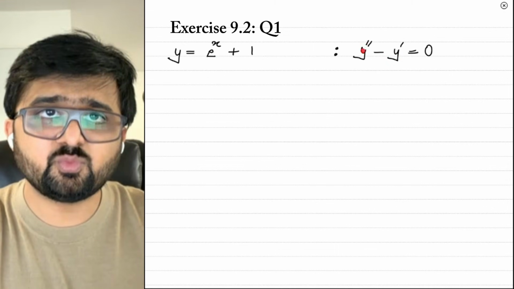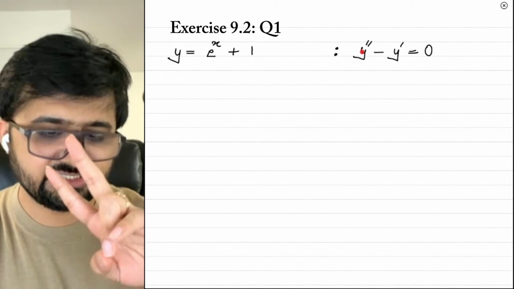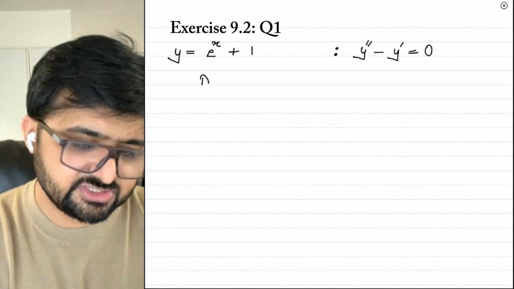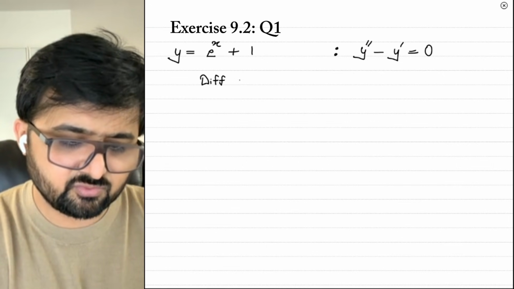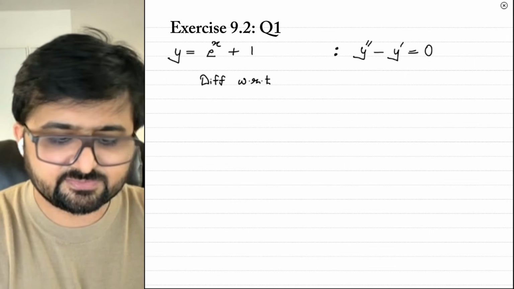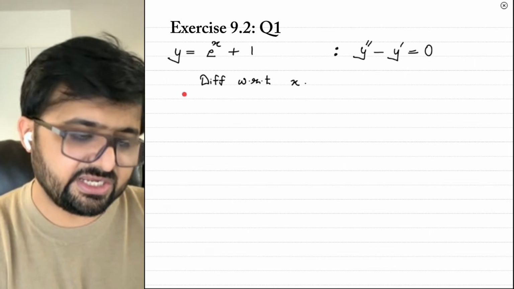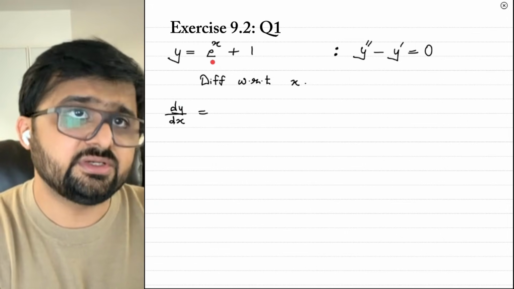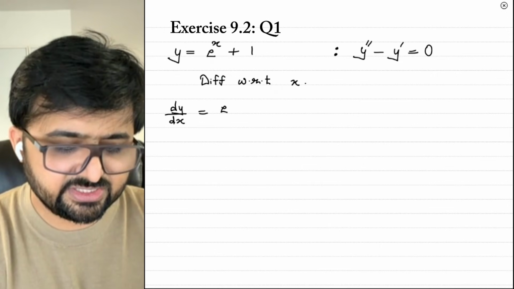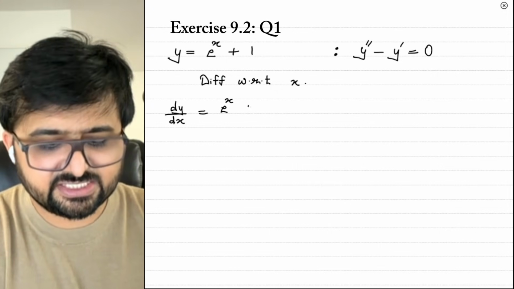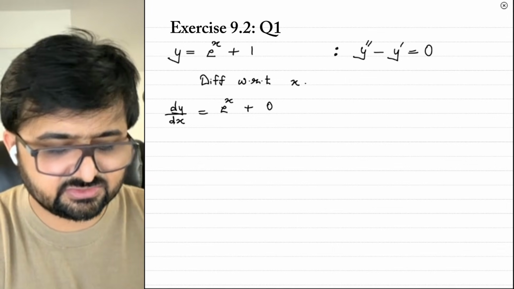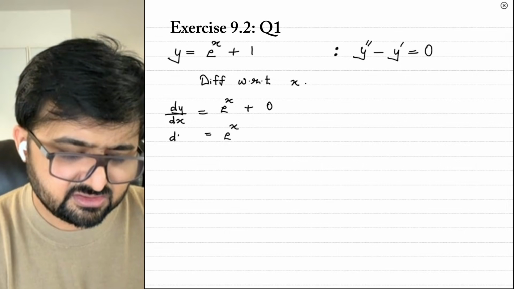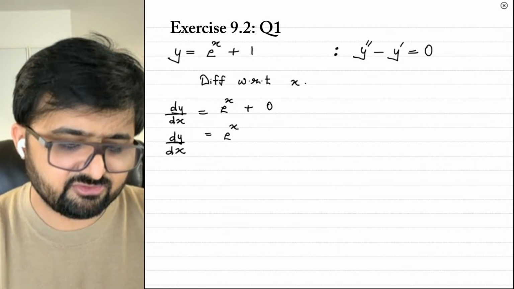If you notice here, it is y double dash. So we'll have to differentiate it two times in order to prove this. Let's start by differentiating with respect to x. The derivative of y with respect to x is dy by dx, equal to the derivative of e to the power x with respect to x, which is e to the power x, plus the derivative of 1 with respect to x, which is 0. Therefore, dy by dx is equal to e to the power x.